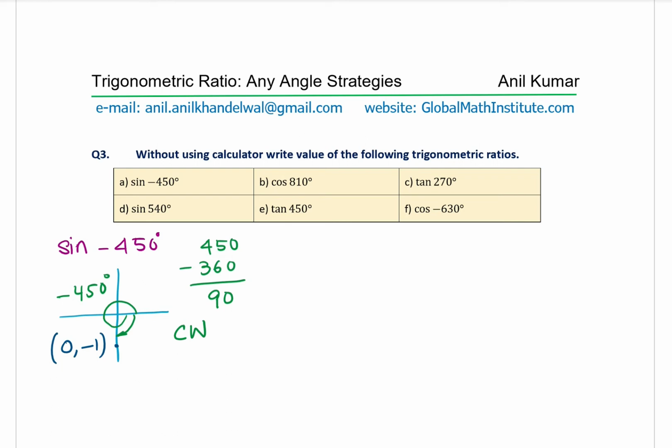Now what is sine value? Sine is the y value, and therefore the answer should be minus 1. Is that clear to you? So we can write down the answer as sine of minus 450 degrees is equal to minus 1. Is that clear to you? So simple. Correct? So visualize where the point is and then get the value from the coordinate value.